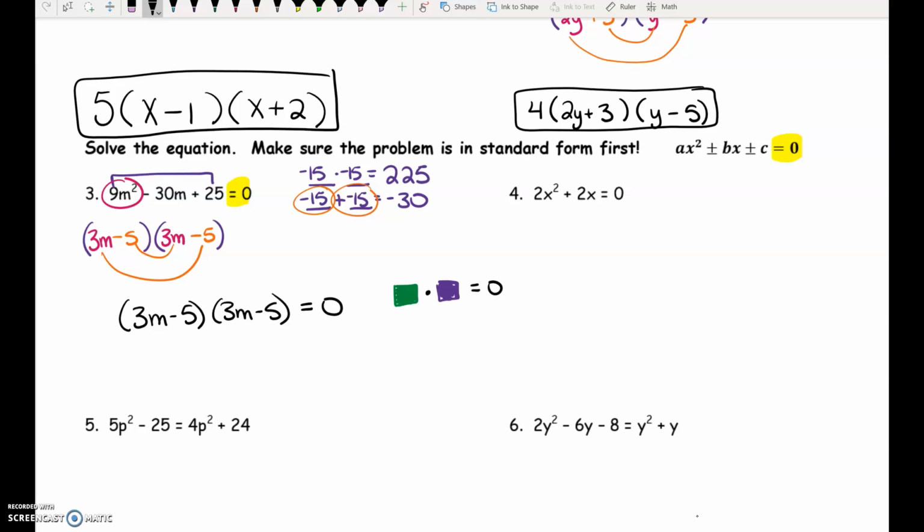That's basically what we have here. This first set of parentheses is the green card. The second set of parentheses is the purple card. So either the green card equals 0 or the purple card equals 0. So you set this up as two equations. Either 3m minus 5 equals 0 or, well, shoot, they're the same. 3m minus 5 equals 0. So there's really only one solution here. Add 5 to both sides. And then divide by 3. Our solution is m equals 5/3. We just solved the equation using factoring.